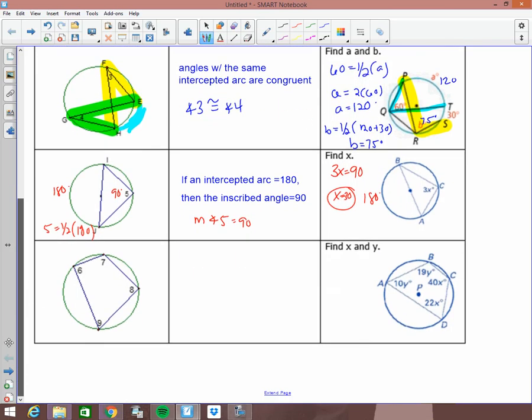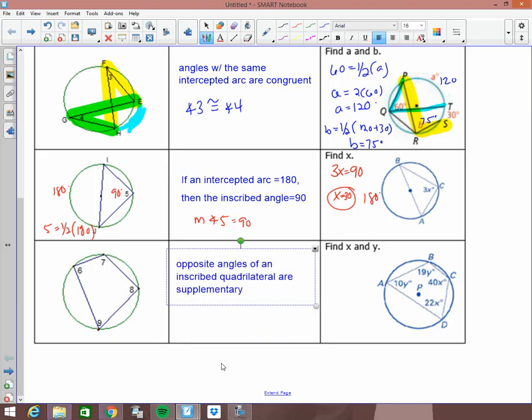Okay? And the last corollary we have for this theorem is that opposite angles of an inscribed quadrilateral are supplementary. So we say, okay, well, if that's the case, then we know that the measure of angle 7 plus the measure of angle 9 equals 180, and the measure of angle 6 plus the measure of angle 8 also equals 180. Okay, so we'll use this corollary to solve this problem here.